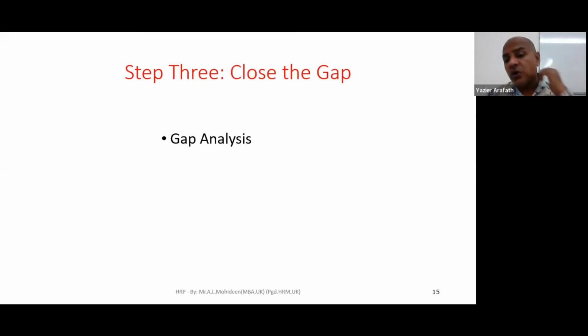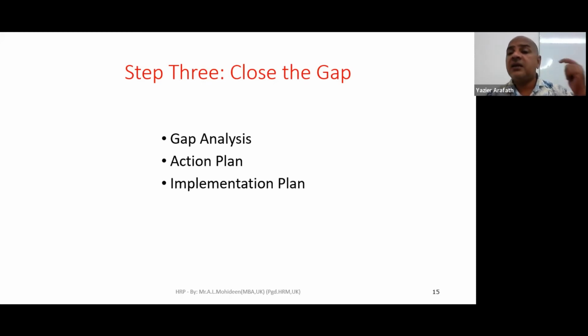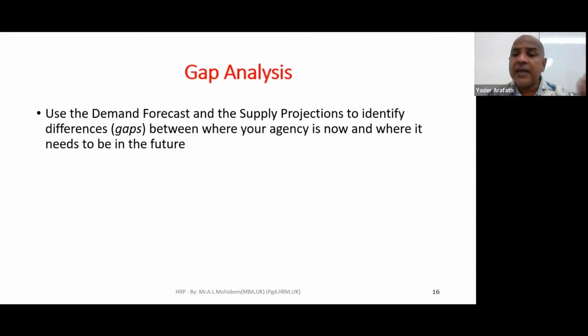And we have already identified the gap. So we have to do gap analysis, and based on the gap analysis, we have to make an action plan, and then we have to implement the action plan. So in the gap analysis, we have to use demand forecasting and supply projections. We have already discussed this. So we can identify these are the people we need, this number of people we need. We have the demand, we have the supply projections.